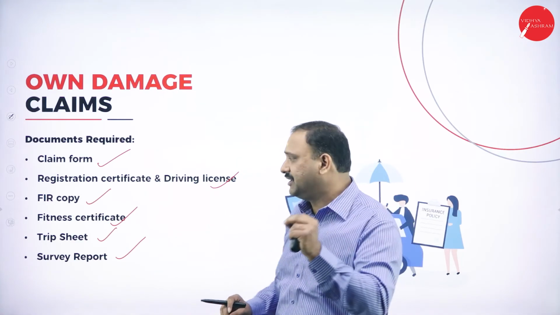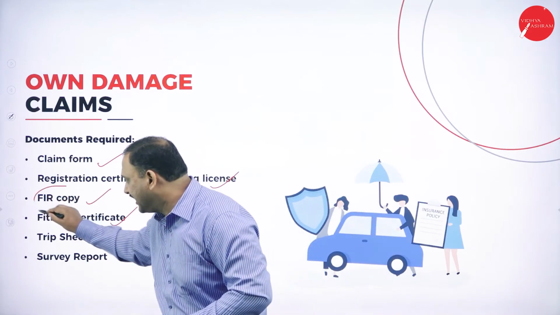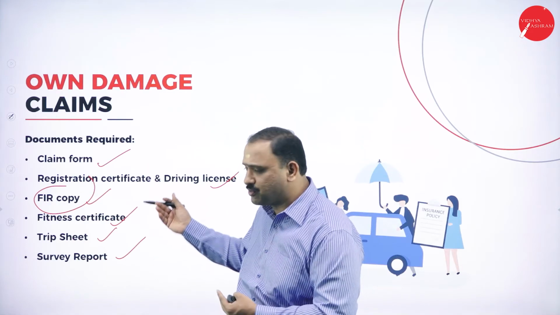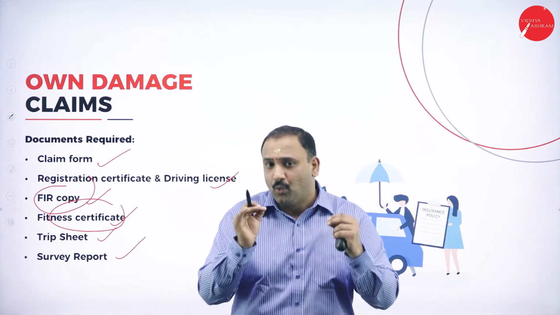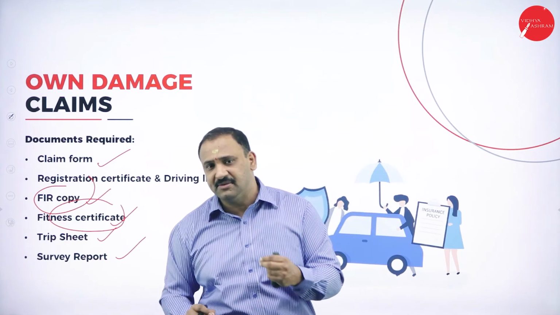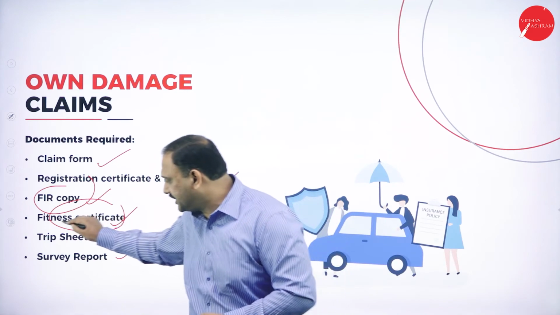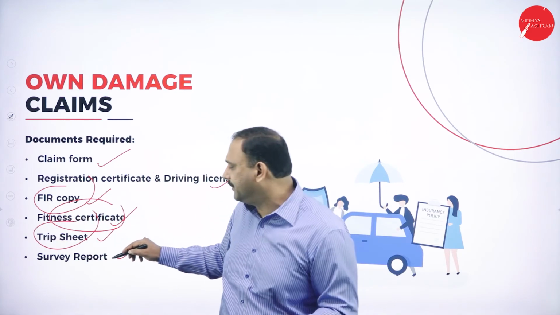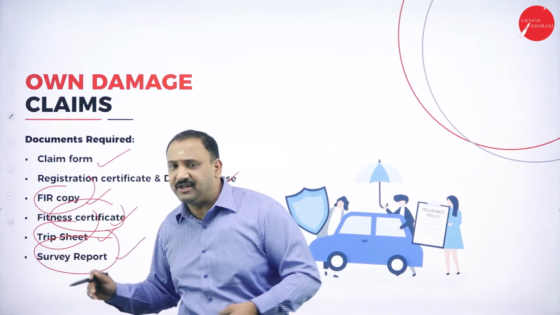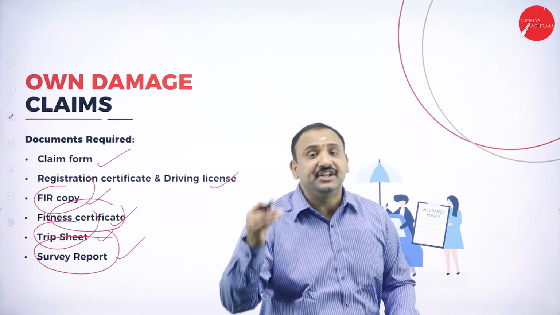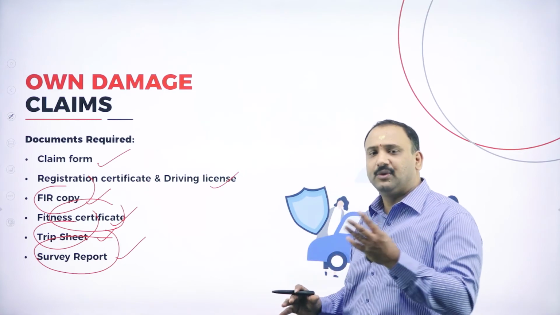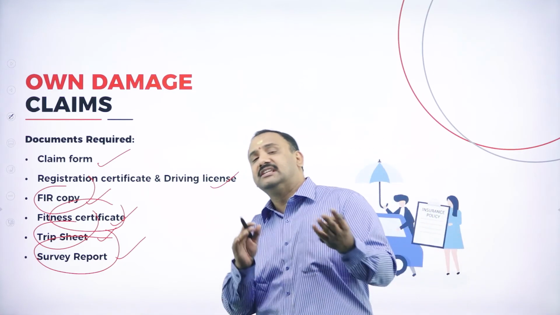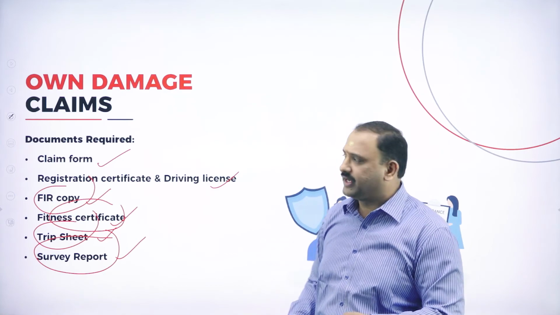These two things form a very important part, followed by the FIR copy. You file with the police the first information report saying this is what has happened, followed by the fitness certificate, which means whether the vehicle was in proper condition at the time of the accident, followed by the trip sheet, how much it has traveled, how many kilometers, and the survey report which is given by the insurance company stating the condition the vehicle was in, the assessment altogether.